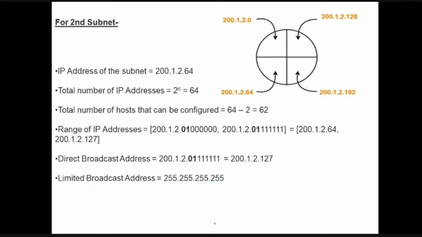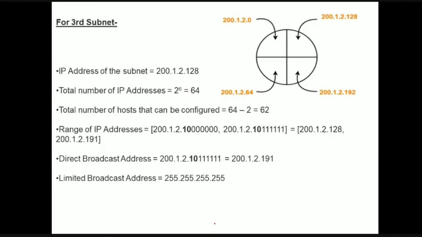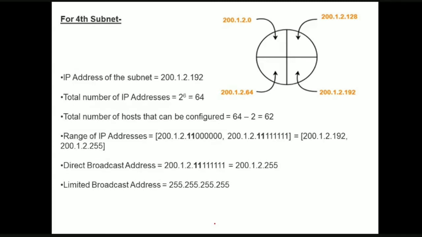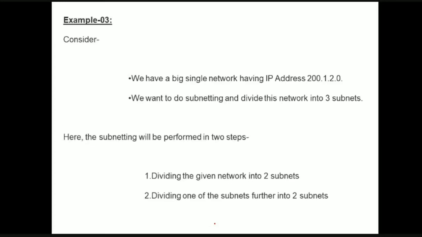Similarly, for the second subnet we'll do the same thing, for the third subnet we'll do the same thing, and for the fourth subnet also we'll do the same. Okay. Now let us consider another example. Now we want to divide this network into 3 parts. Till now we have seen how we can divide the network into 2 parts and 4 parts. Now we see how to divide the network into 3 subnets.